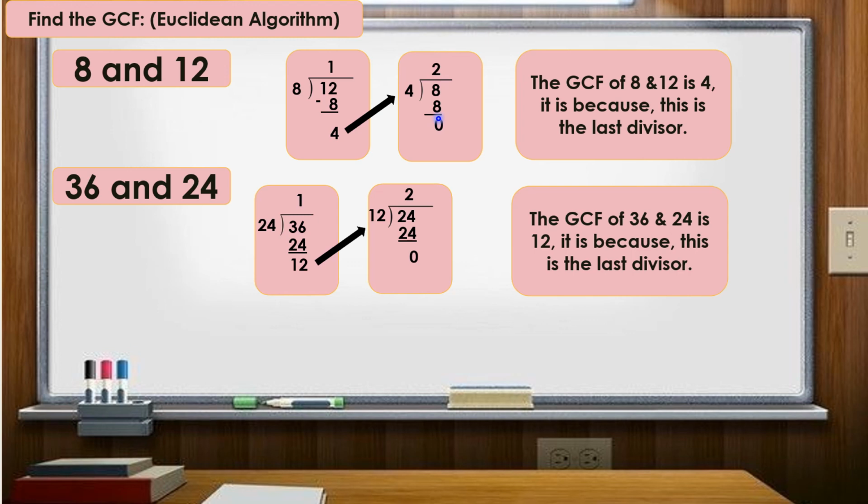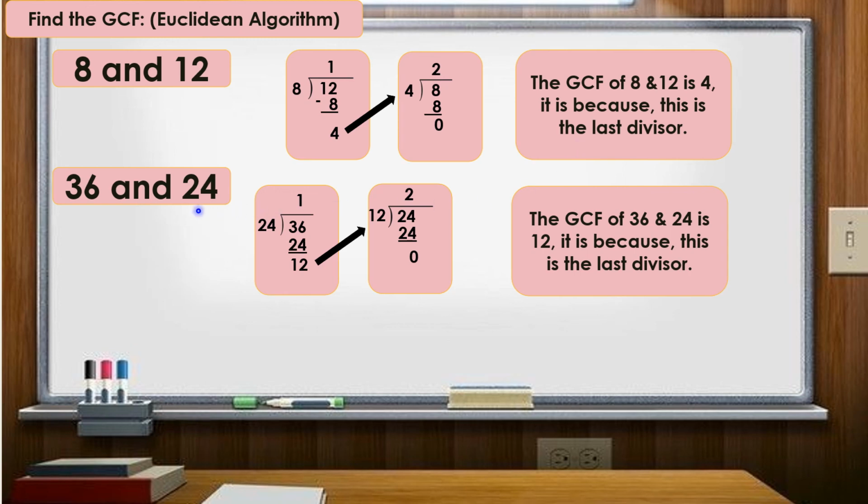So teacher, what is the remainder there? What is the GCF there? The last divisor. Since the last divisor is 4, because we got 0 as a remainder, therefore 4 is the GCF of 8 and 12.